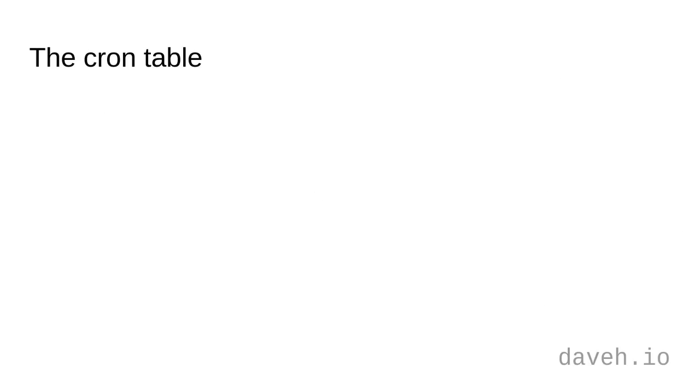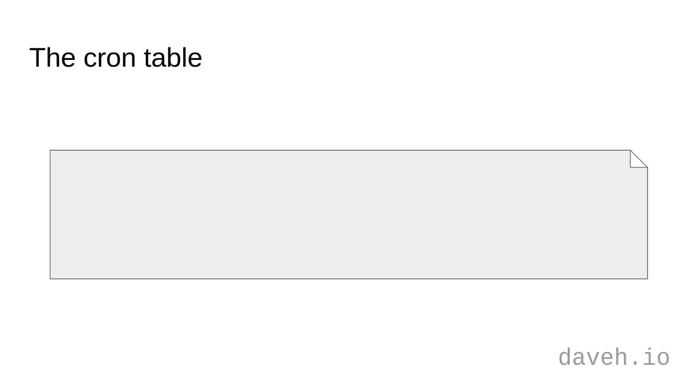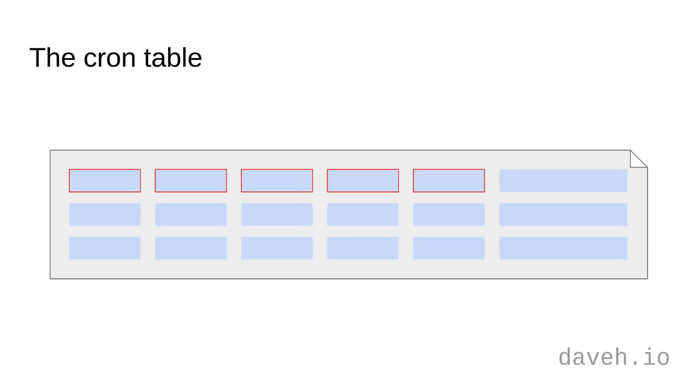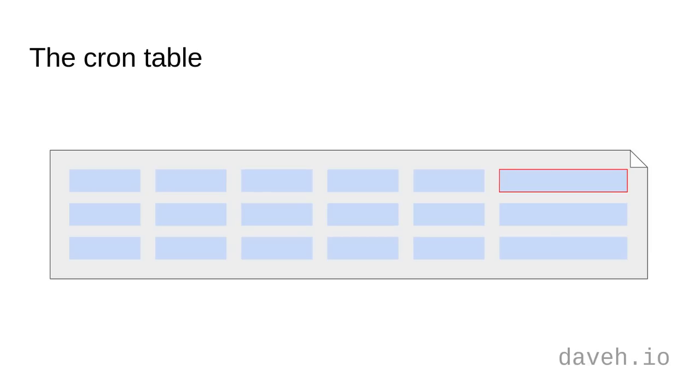The cron table can look a bit cryptic, so let's take it step by step. The cron table is a text file that contains one line for each different job. Each line contains 6 fields separated by spaces. The first 5 specify when to run the job, and the 6th specifies the command for the job itself.